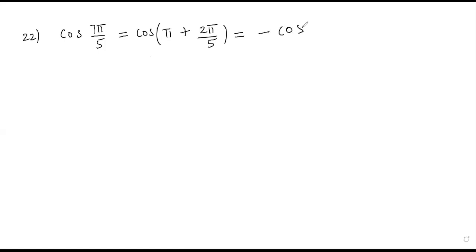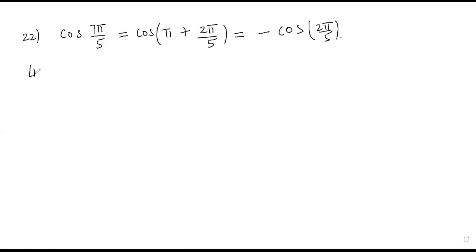Next, look at question number 22. So in 22, first you adjust cos 7 pi by 5. So cos 7 pi by 5 can be written as cos of 5 plus 2 pi by 5, because the other angle is in terms of 2 pi by 5, no? So that's why I'm reducing the 7 pi by 5 angle. Now cos 180 plus theta is what? Minus cos theta.